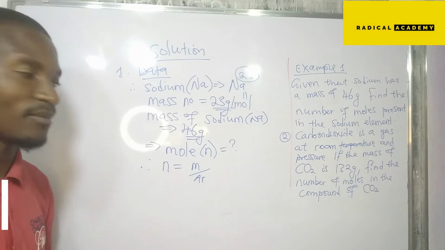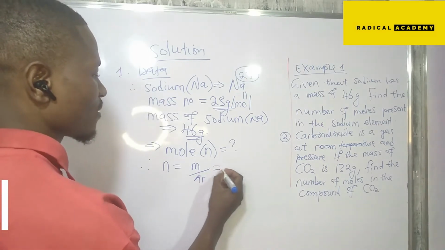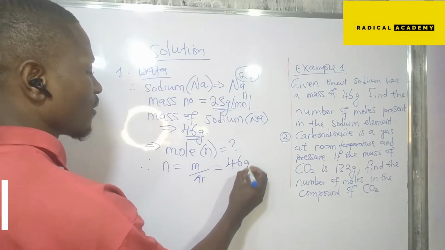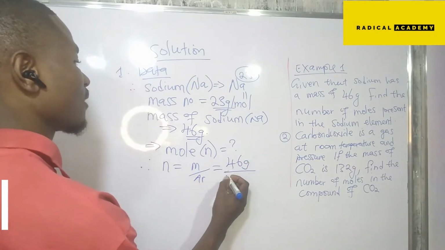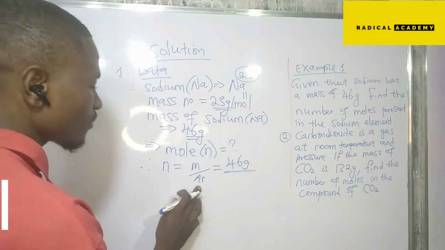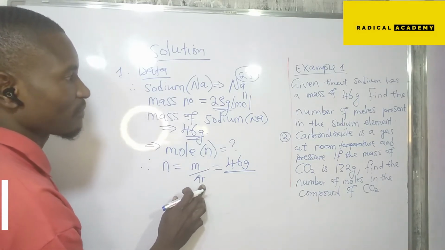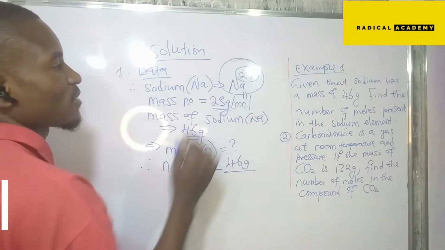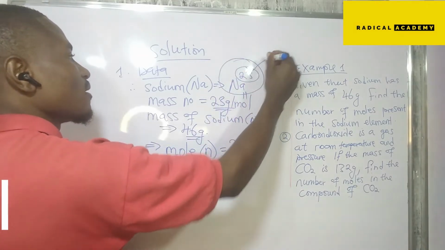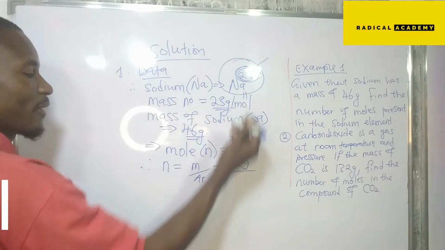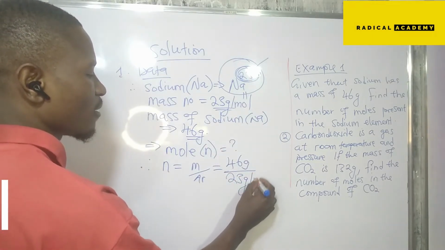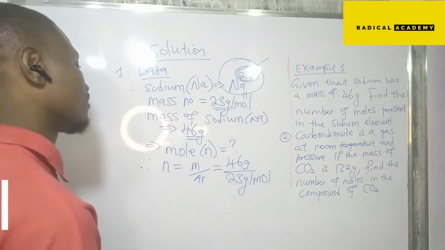Single element sodium. From there, the mass is 46 grams. And then the relative atomic mass number: when you go on the periodic table, you'll find sodium is written like this. You always get the number on top, and this is going to be 23 grams per mole.